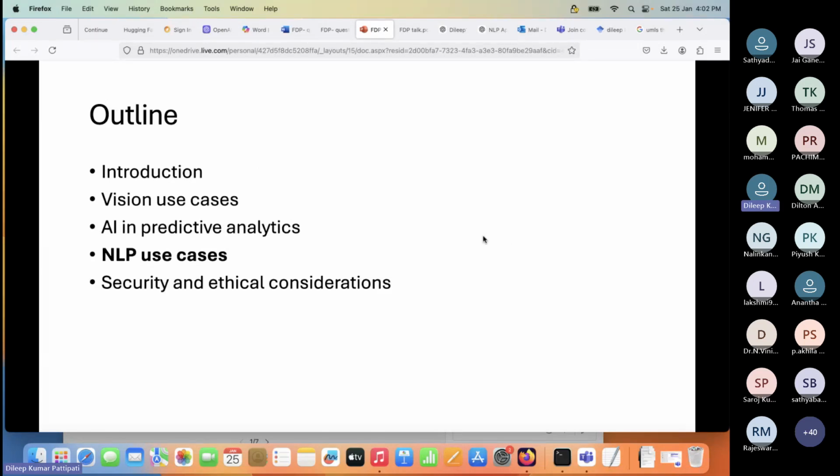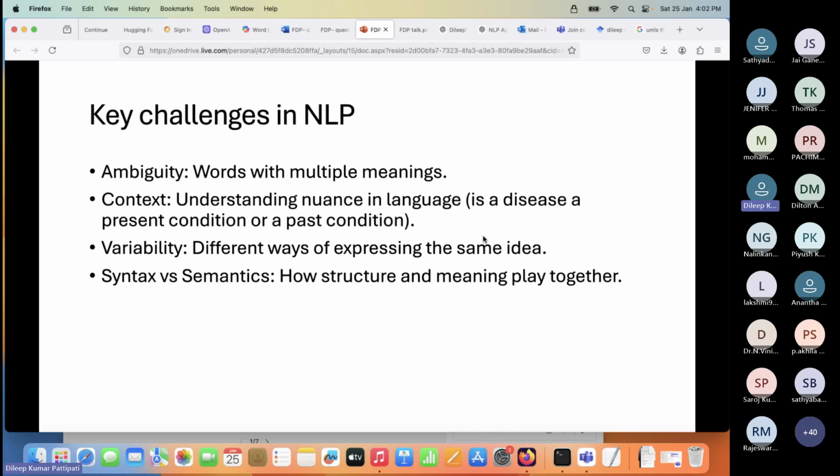Okay, let me go into another set of use cases that are most widely used in healthcare. They are called NLP use cases, natural language processing: how it is used in the healthcare domain, and what changes it has brought about. When solving a natural language problem, the nuances of natural language give many challenges. We will look at some of those challenges and how they are typically addressed in the healthcare domain. So one of them is ambiguity.